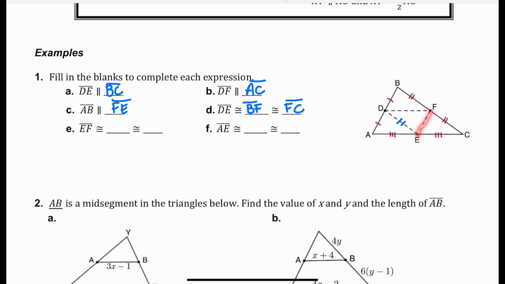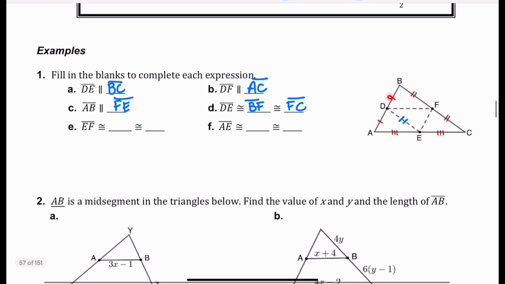EF is here, it is parallel to this side here, and it's exactly half the length. So if I take each of these segments, they're going to be the same, and these segments are also going to be the same. And both of these pieces are going to be the same length. So EF is going to be exactly the same length as AD and as BD. And once again, you could say DA or AD, you could say BD or DB.